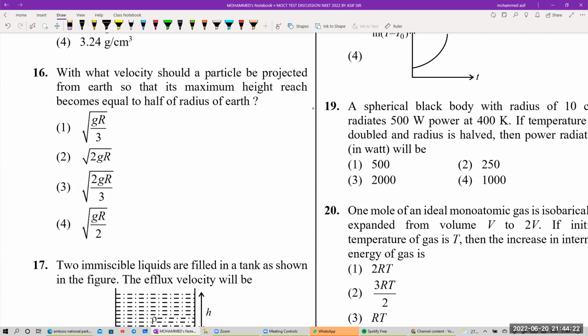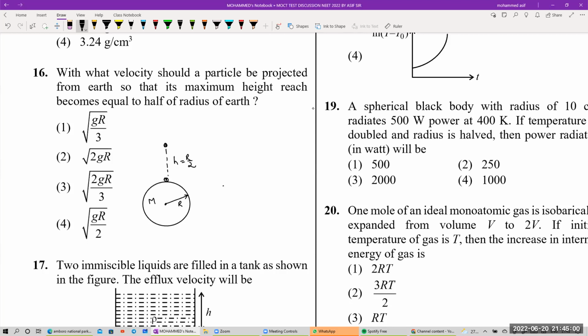ये मान के चलो, this is your Earth. Okay, and so we are spitting some particle here right now. ये इसका radius हो गया R, and this is your Earth, mass मान के चलो capital M. With what velocity should a particle be projected from Earth so that its maximum height reach becomes equal to half of your radius? Okay, this is going to somewhere this height. This height in the problem is telling that half of your radius of your Earth.